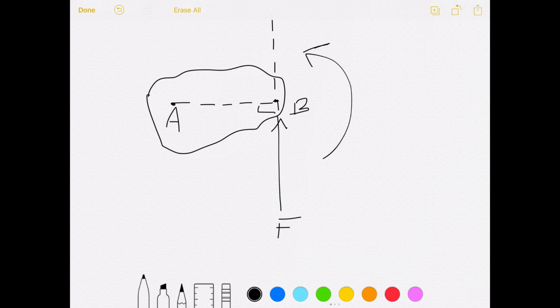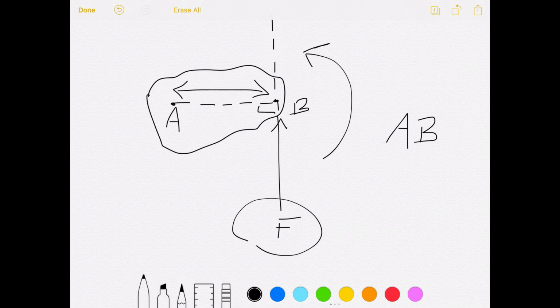Now the factors affecting the turning effect of the body are: number one, the magnitude of the force applied. The higher the force is, the more the rotation of the body. And the second factor is the distance of the line of action of force from the axis of rotation, that is the pivot. In simple terms, the perpendicular distance AB from the pivot to the line of action of force. So these two factors affect the turning effect of the body.